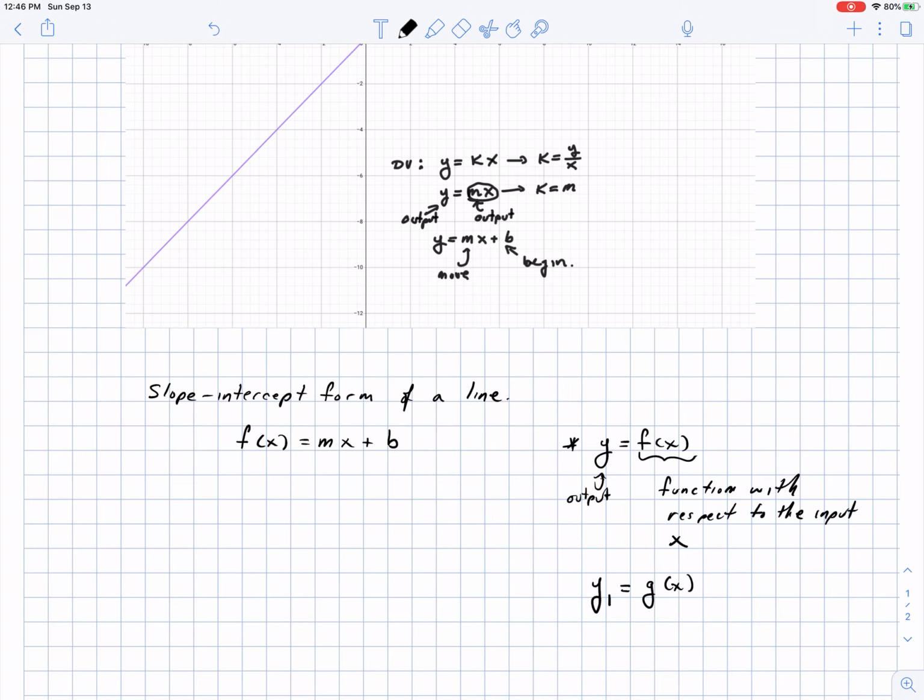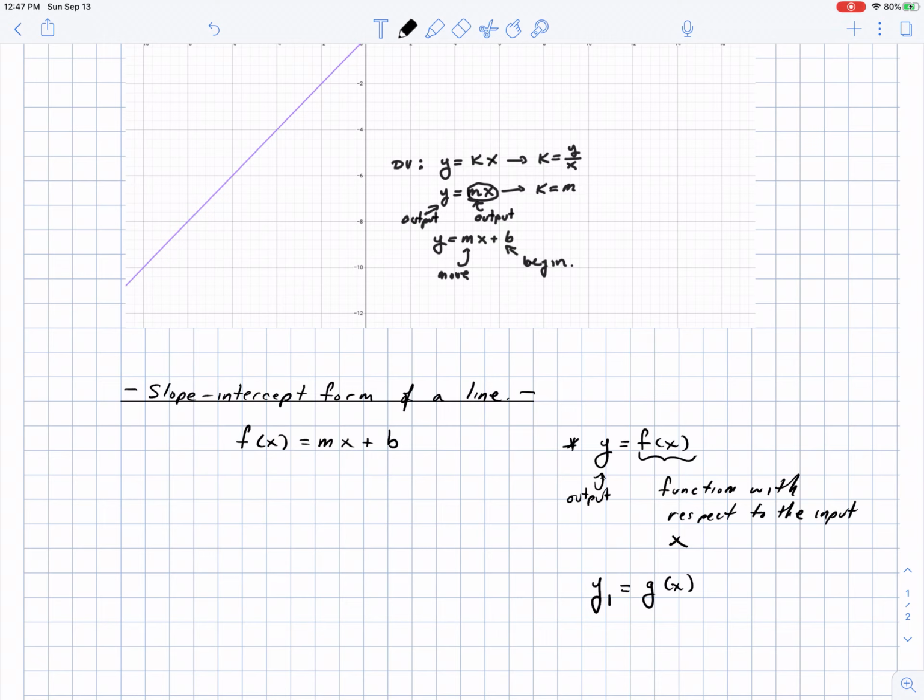But our focus right now is on the slope-intercept form of a line. And what we're saying here is the function with respect to x, so the output as a function of x, is given by the product of the slope and the input plus some y-intercept, some output intercept. And you'll see what I mean by that in a moment. Okay? So when we look at this, we can go back to the old ways of saying y equals mx plus b, but remember, y is f of x.